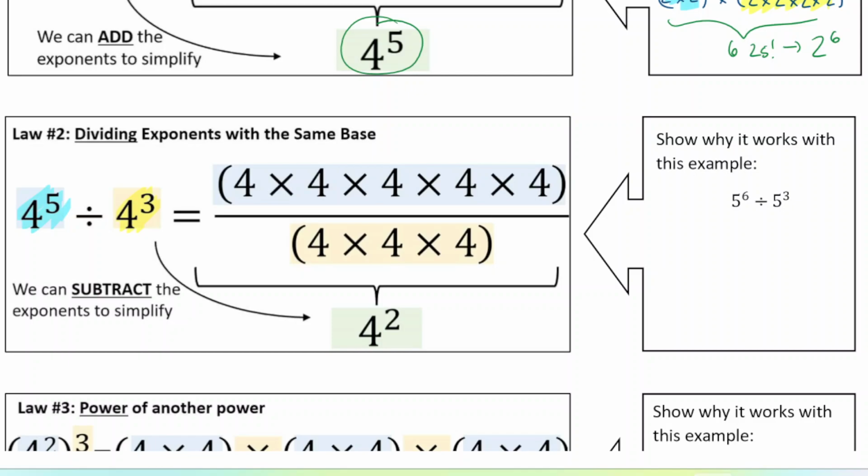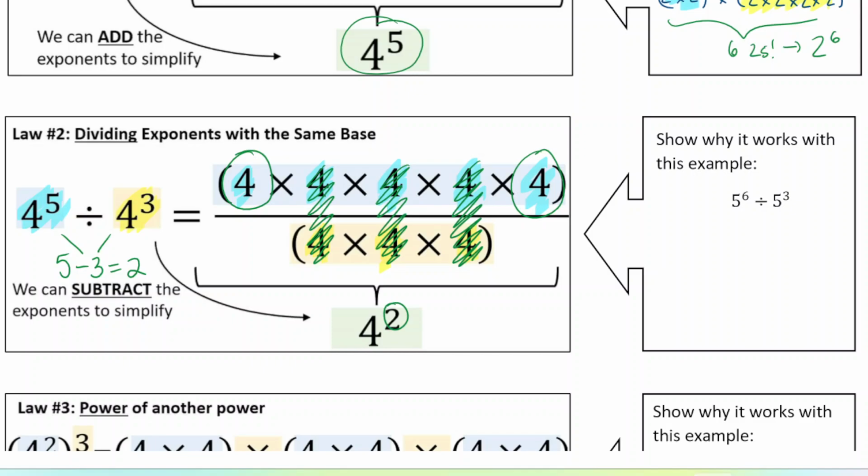So 4 to the power of 5 is when we multiply 5 4's together. And 4 to the power of 3 is when we multiply 3 4's together. And if we write it in a fraction, we can see that 3 of these 4's are going to cancel out, right? If you have the same number on the top and the bottom of a fraction, you can reduce it if you have multiplication. So I'm left with only 2 4's remaining. So essentially what I did here was I subtracted. And I'm left with 4 to the power of 2.